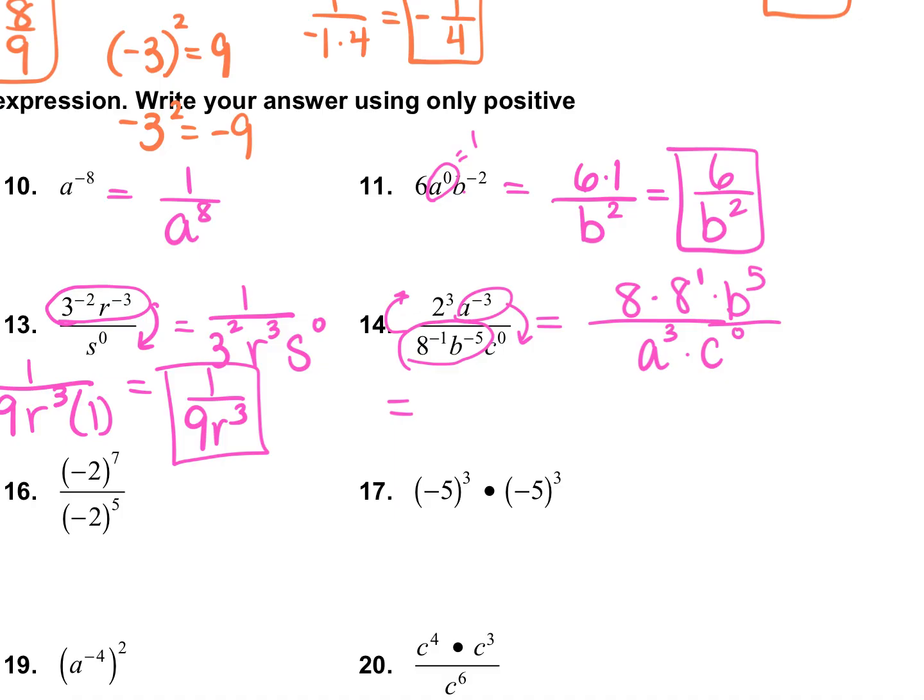So 8 to the first is just 8. So 8 times 8 is 64. And then on the bottom, we have a to the third because c to the 0 is just 1.